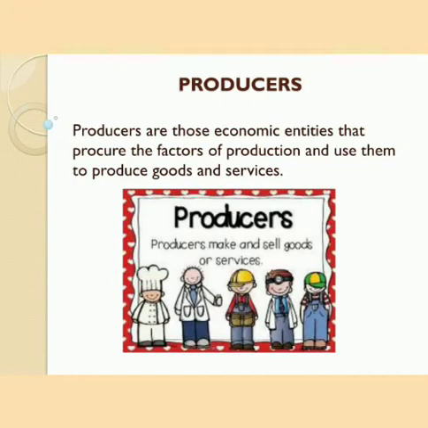A producer, on the other hand, are those economic entities that procure the factors of production and use them to produce goods and services. The producer's purpose is to produce. Their activity is the act of production. And in order to produce, they will be bringing together things which we call factors of production. These are land, labor, capital, and enterprise, and using them, they produce goods and services.